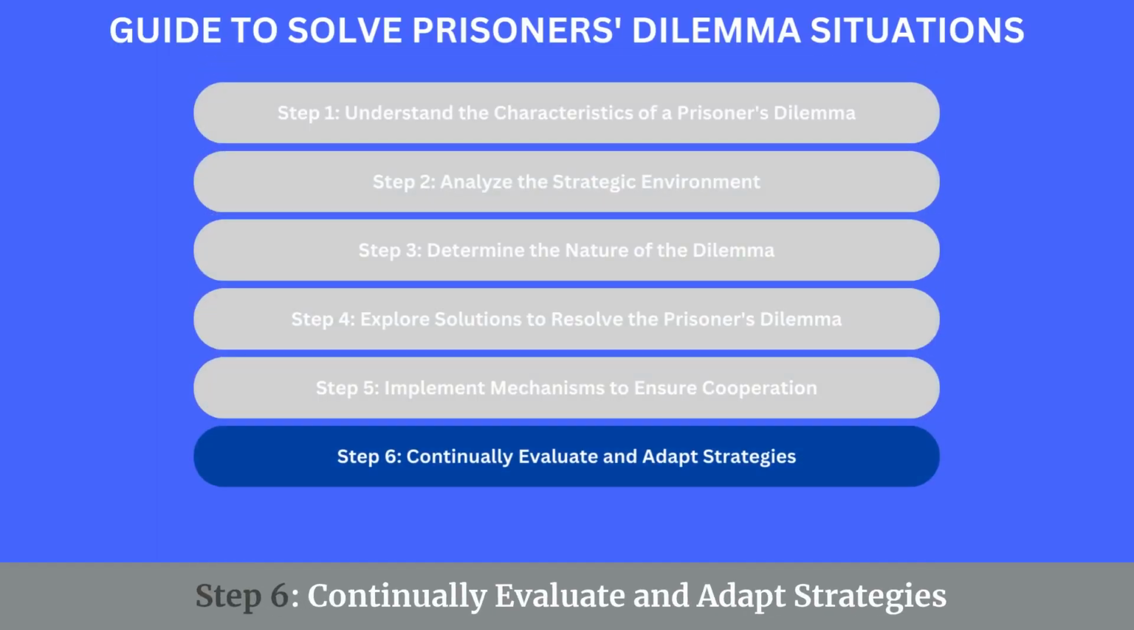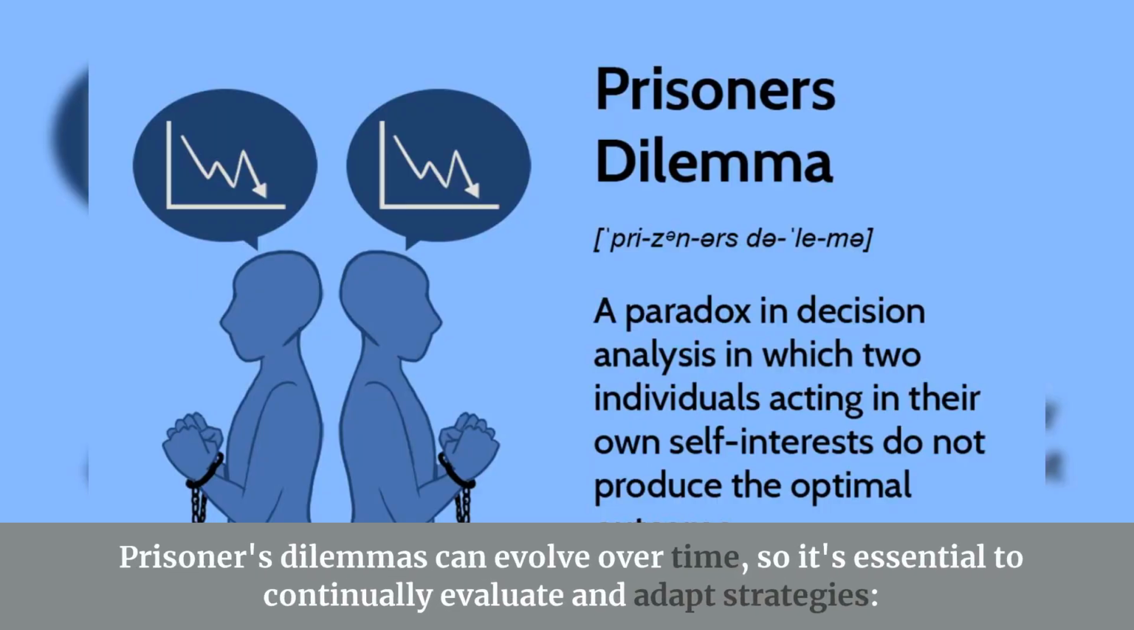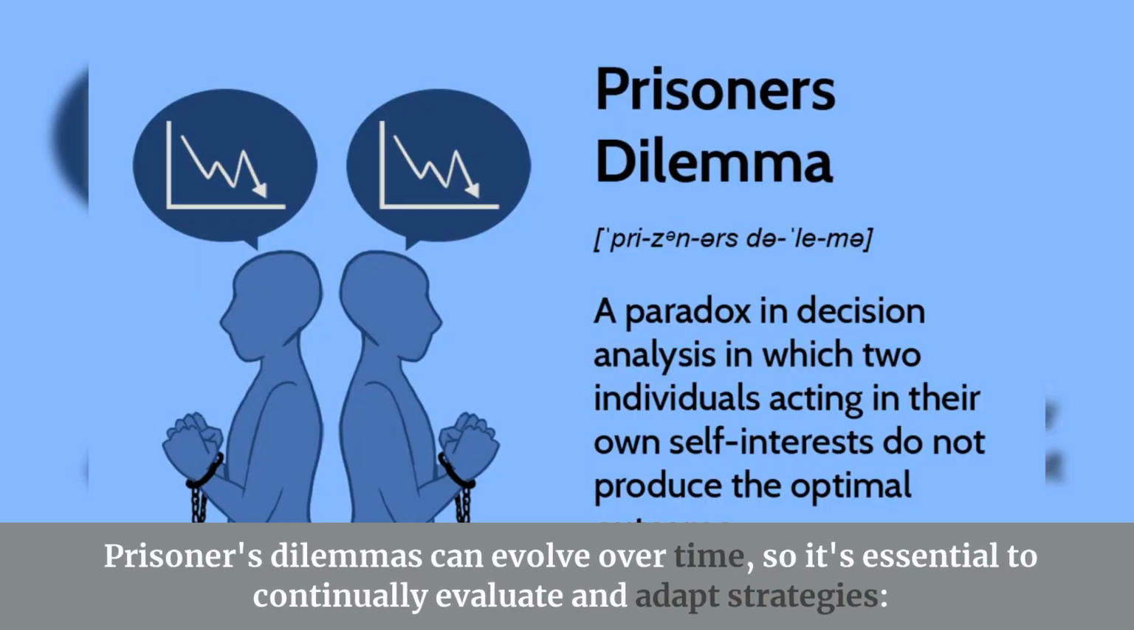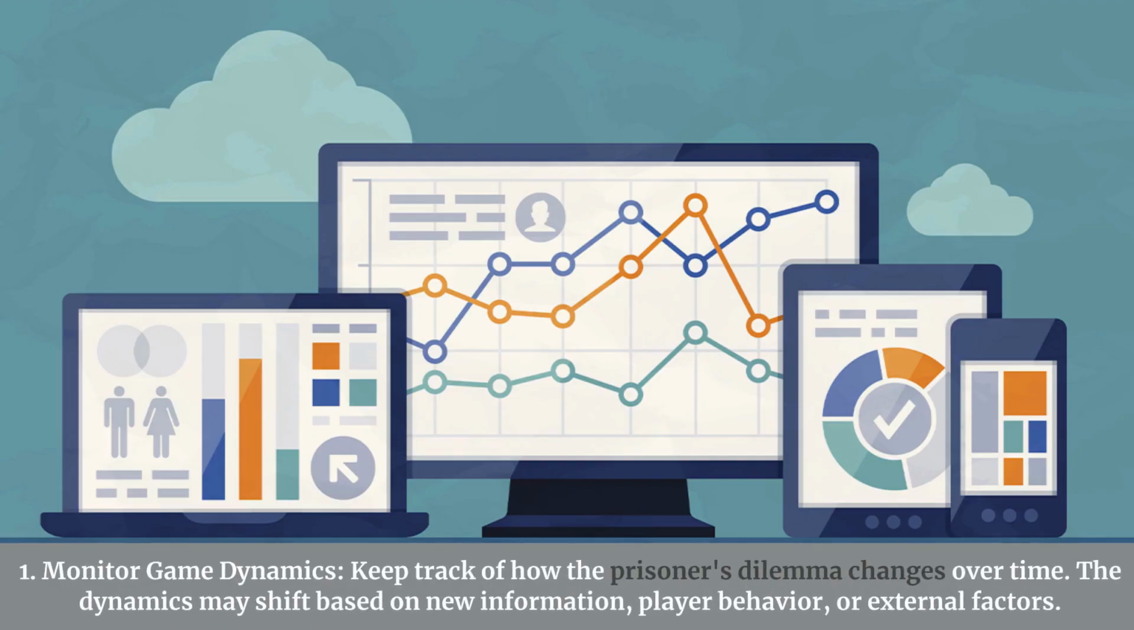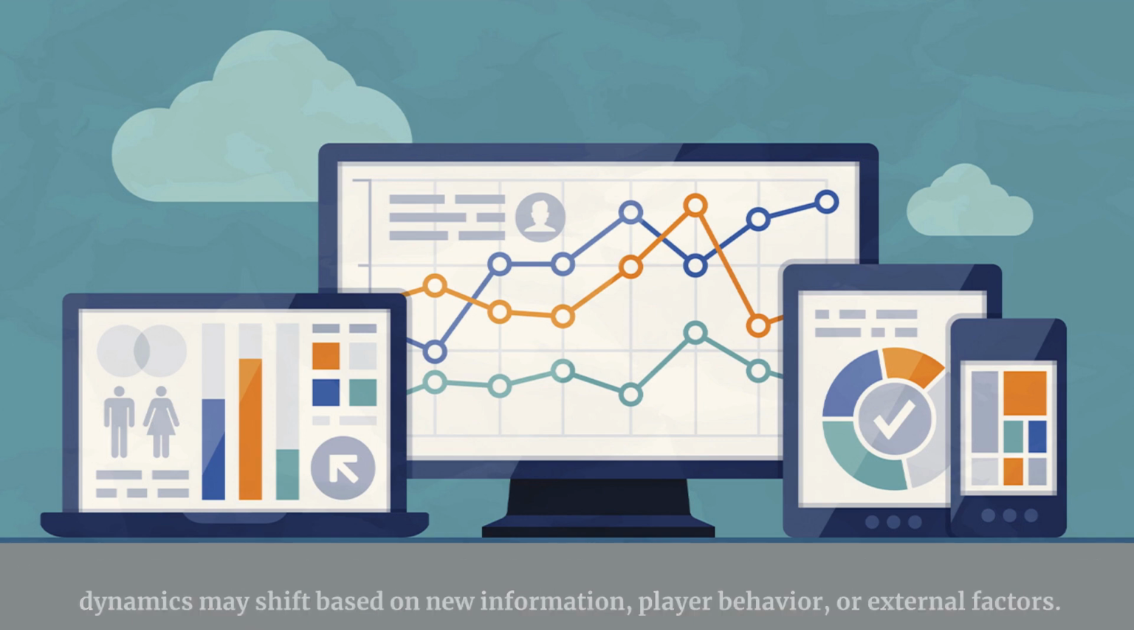Step 6. Continually evaluate and adapt strategies. Prisoners' dilemmas can evolve over time, so it's essential to continually evaluate and adapt strategies. 1. Monitor game dynamics. Keep track of how the prisoner's dilemma changes over time. The dynamics may shift based on new information, player behavior, or external factors.